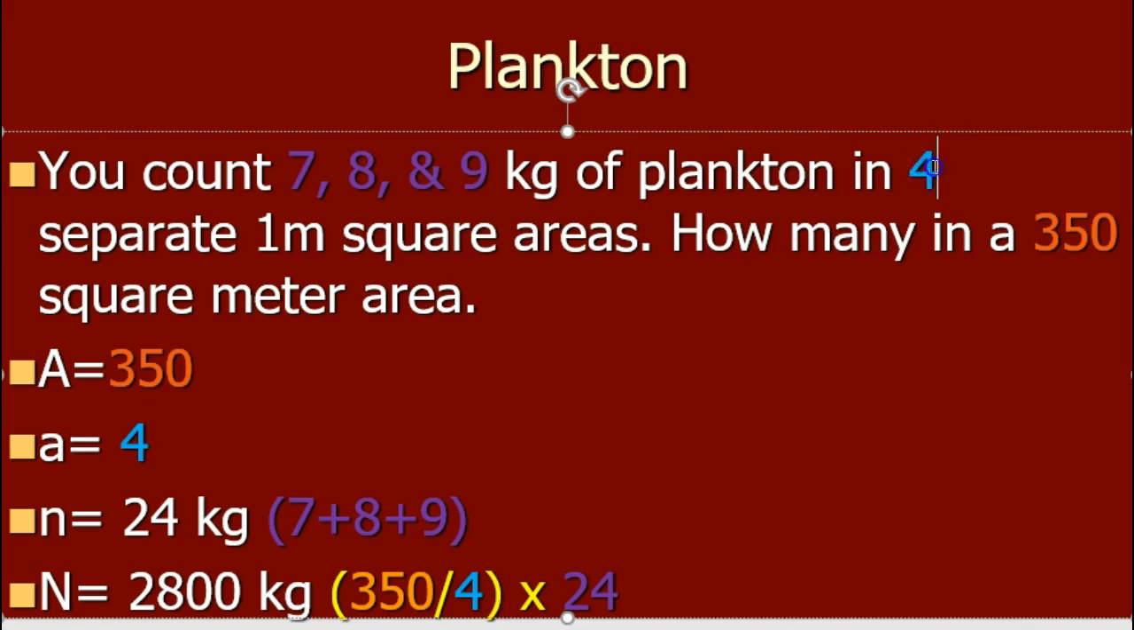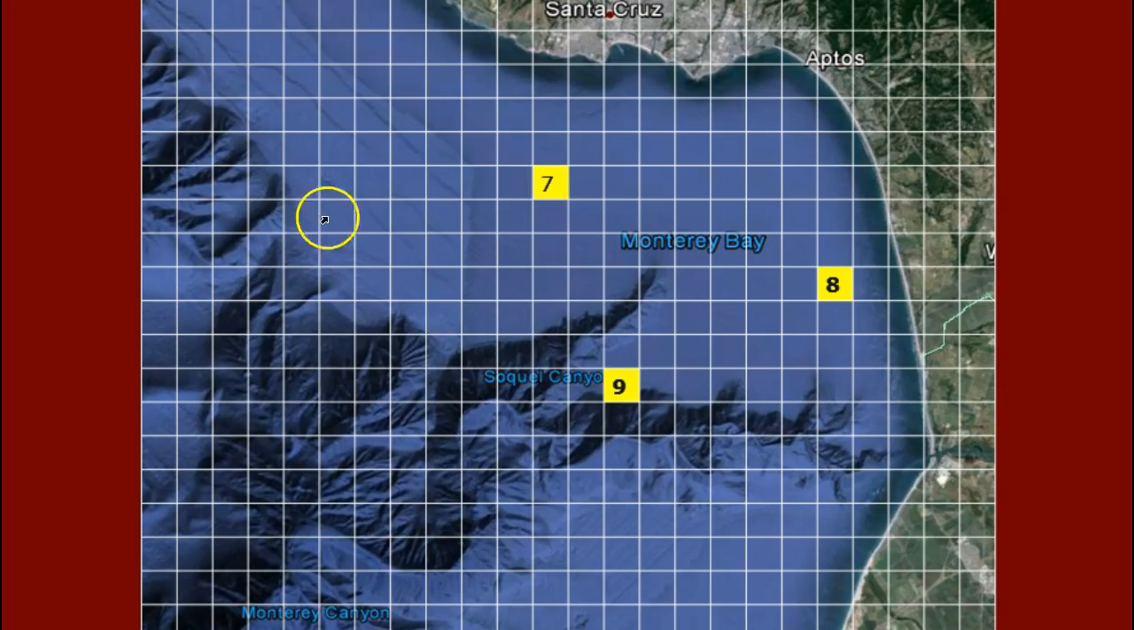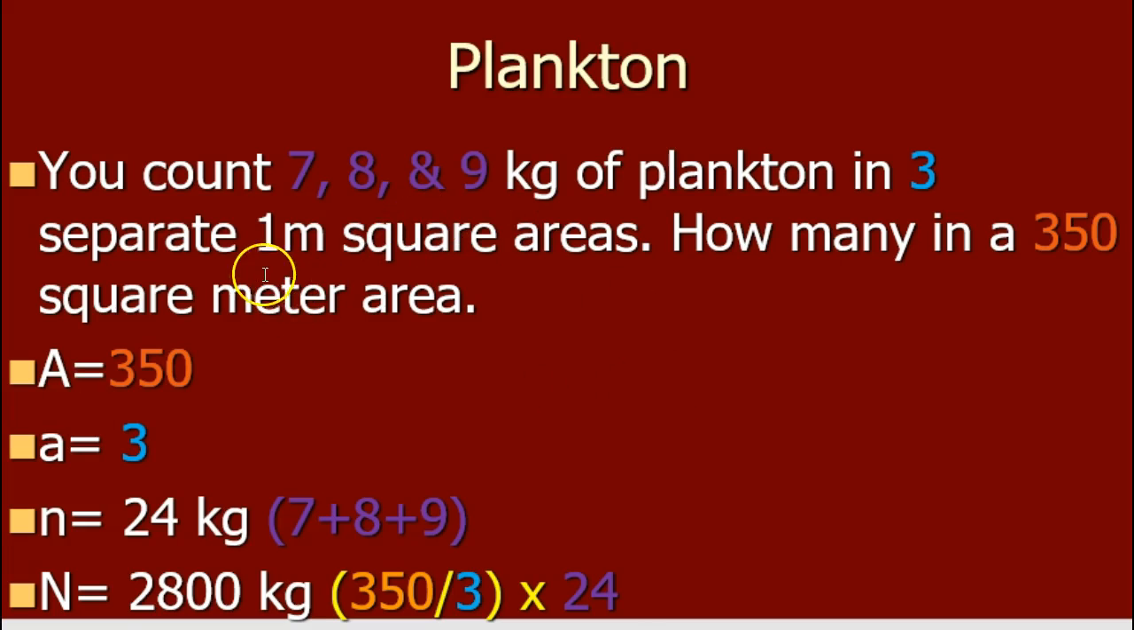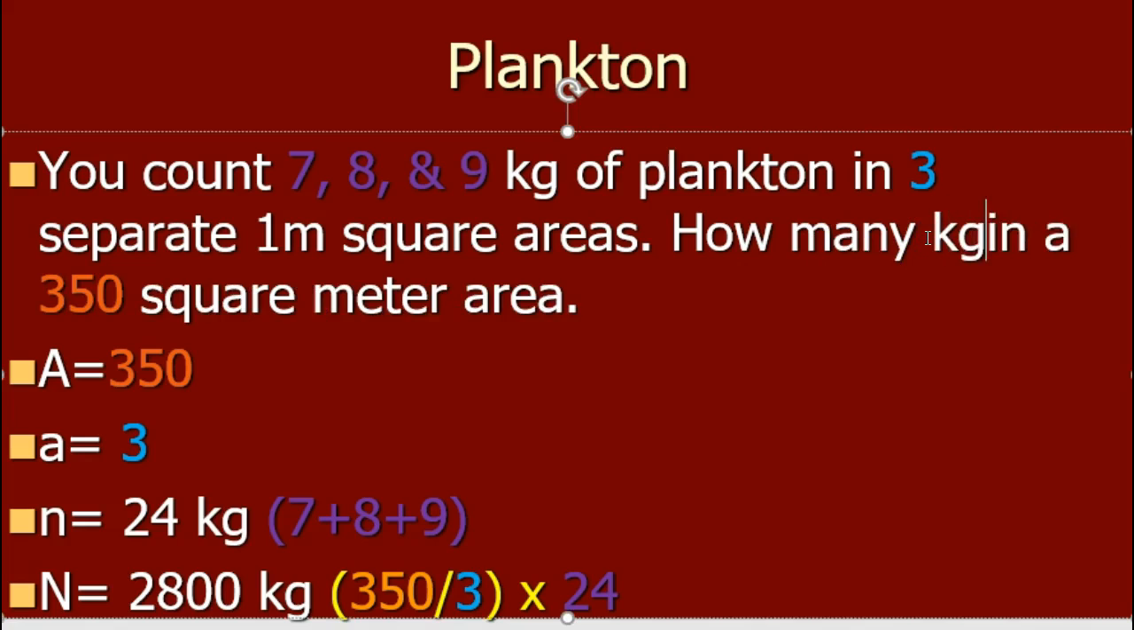I'm sorry, this should be 3, so I have to make a quick change here, because there were 3 sample areas, 1, 2, 3, and they were all 1 meter squares. So let me rewrite this: how many kilos in a 350 square meter area? Well, 350 is our total area size. How many did we sample? Well, 3 1-meter square areas. How much was in there total?